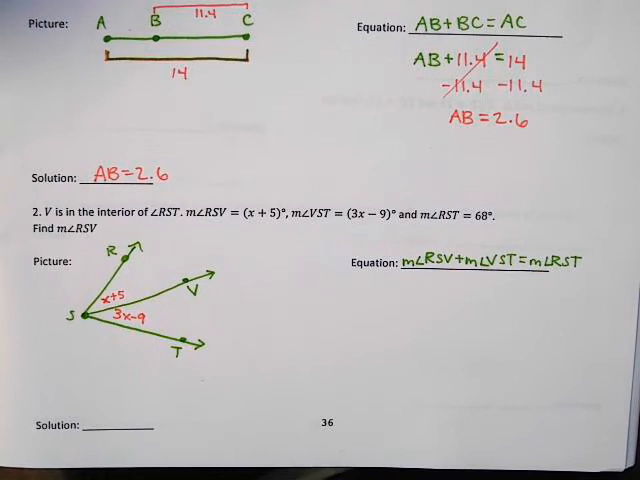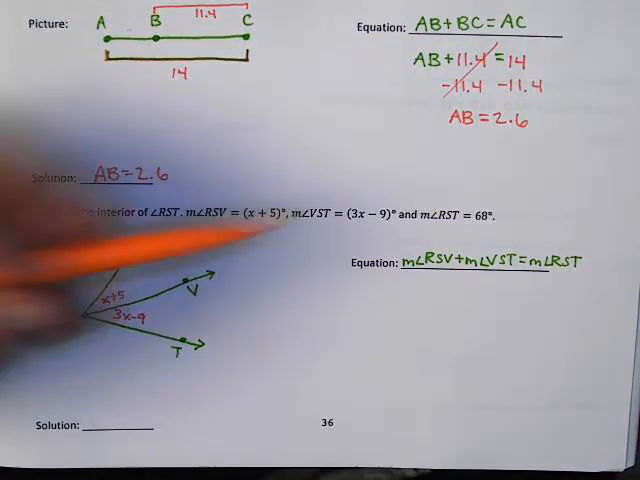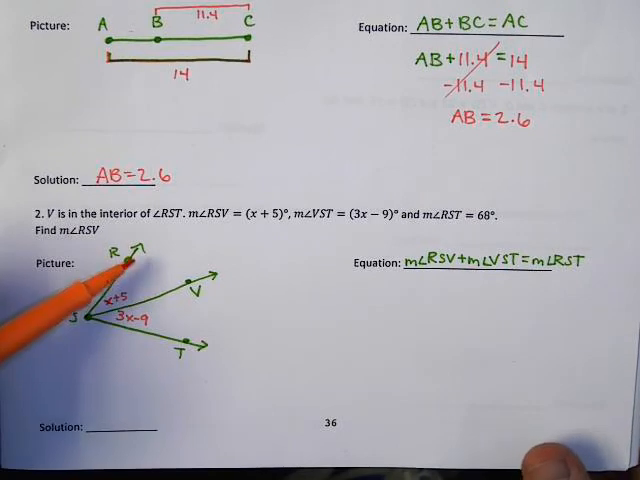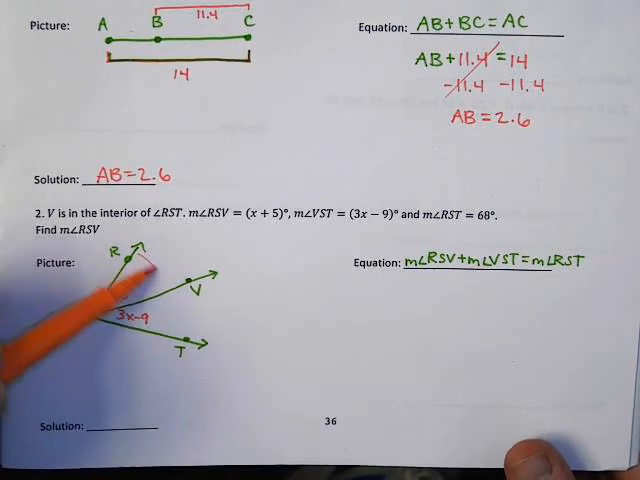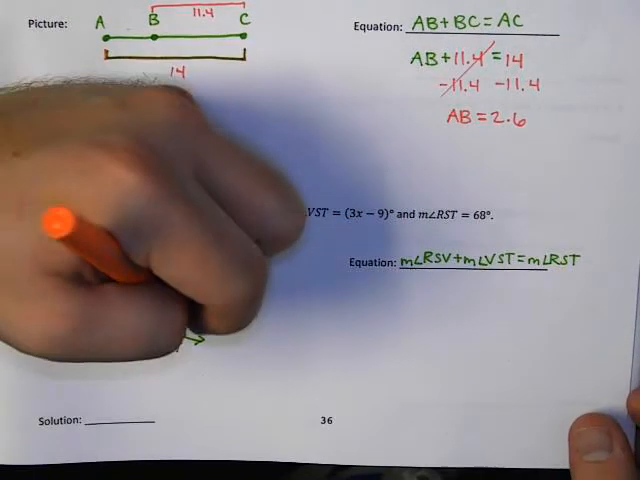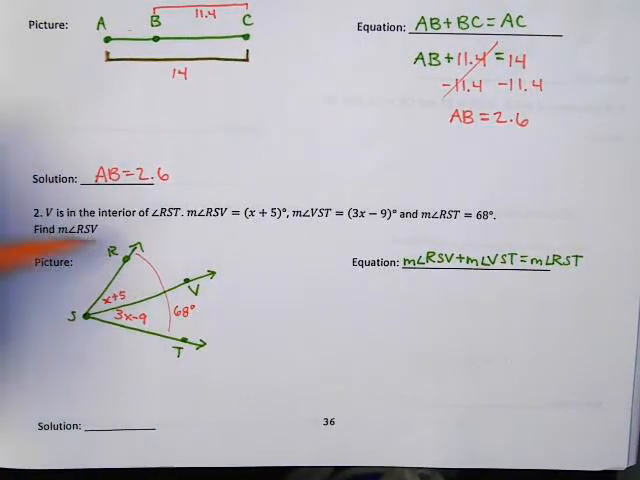Now this one's a little tougher. This is goofy when you span multiple angles. RST is the entire angle. What I tend to do is draw a big angle mark and then write the angle measure near that mark. So something like that.